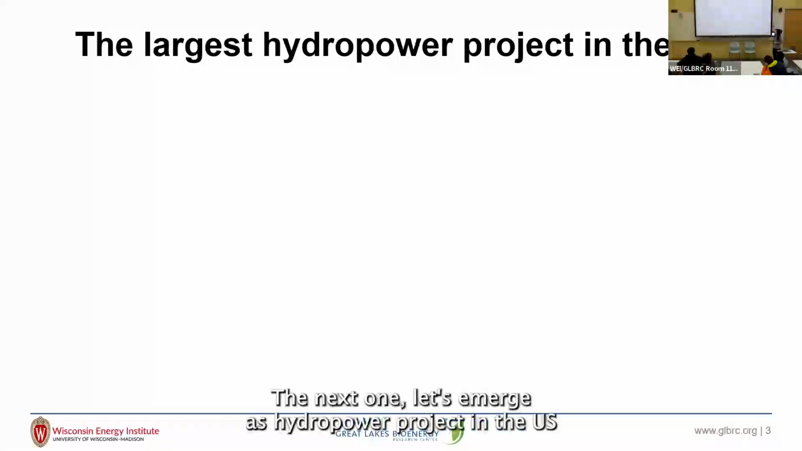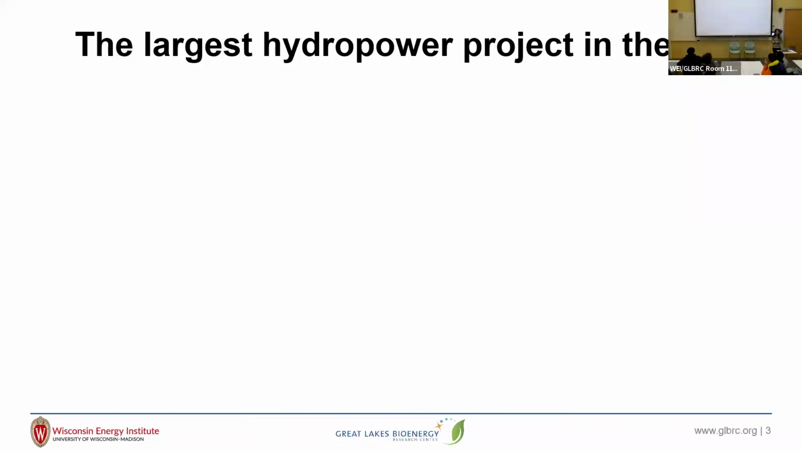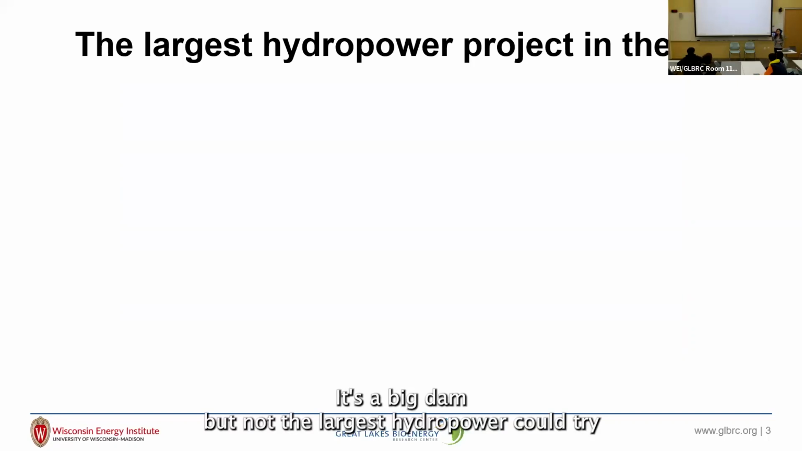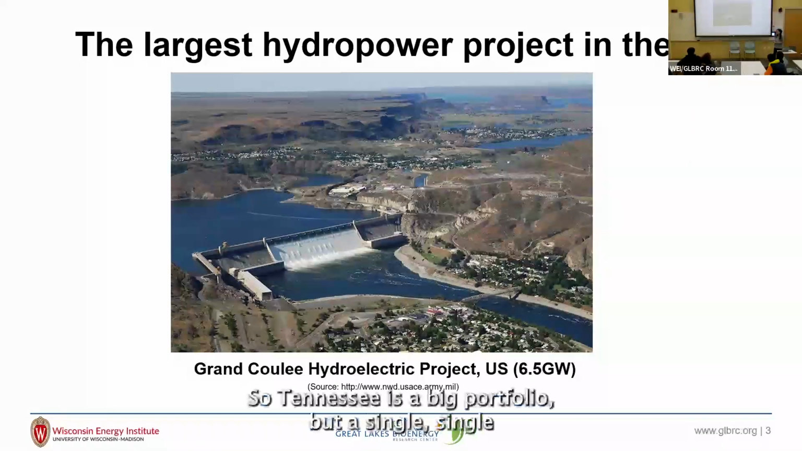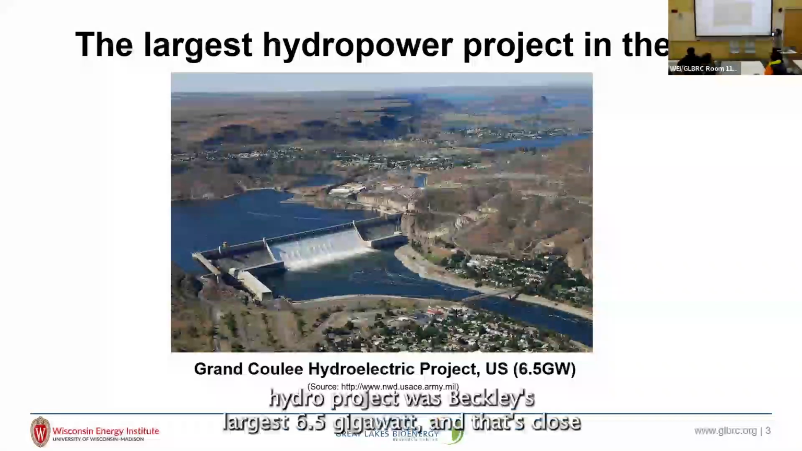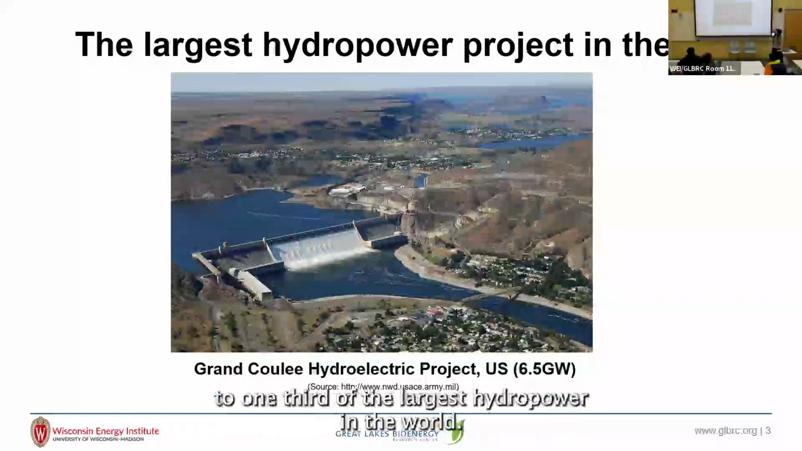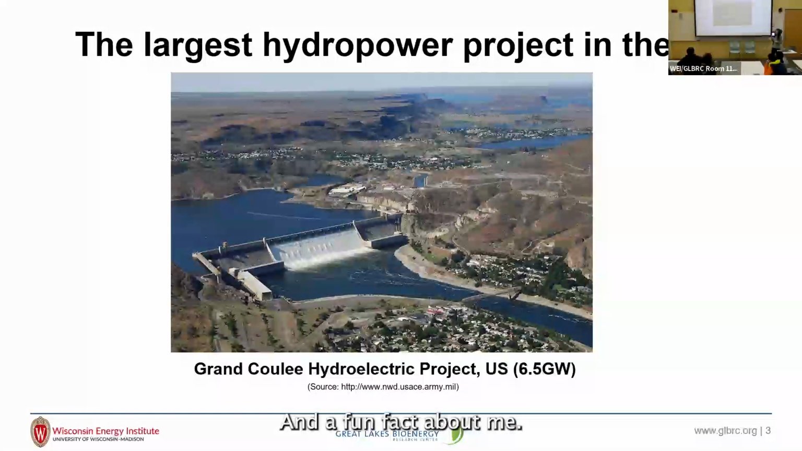Okay, the next one. What's the largest hydropower project in the US? Hoover. It's a big dam, but not the largest hydropower. Good try. Anything online? Not yet. All right, I'm going to give you the answer. It's Grand Coulee. Tennessee is a big portfolio, but single hydro project wise, Grand Coulee's largest, at 6.5 gigawatts. And that's close to 1/3 of the largest hydropower in the world. And a fun fact about me, I worked on both projects a little bit.